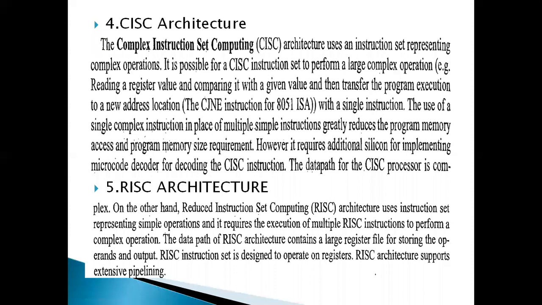Next, the RISC architecture stands for reduced instruction set architecture. It uses an instruction set representing simple operations, and it requires execution of multiple reduced instructions to perform a complex operation. In RISC architecture, a single instruction is executed in one machine cycle, and many instructions are required to perform what one complex instruction does.